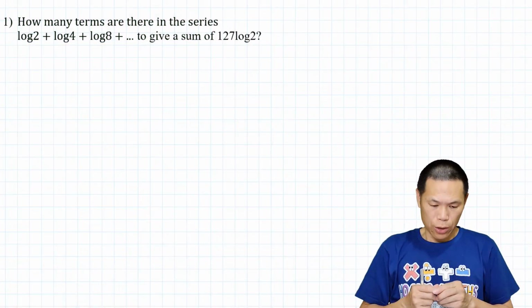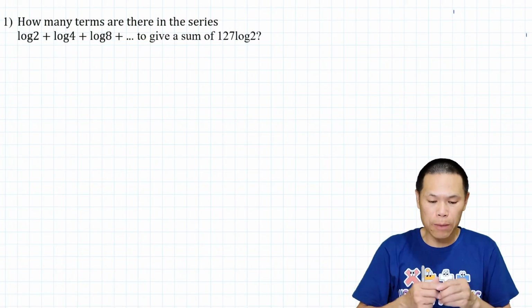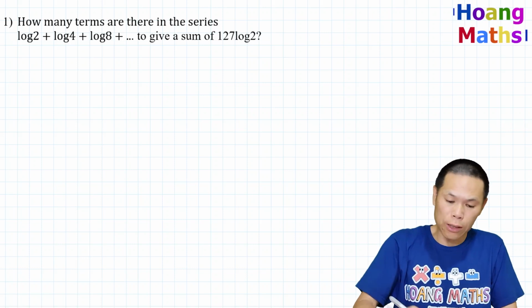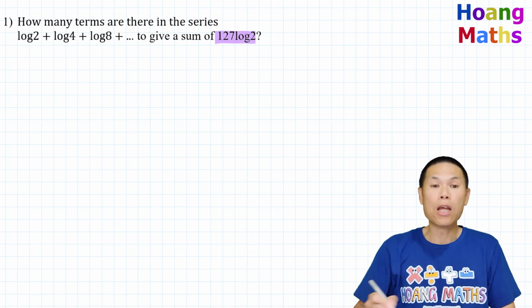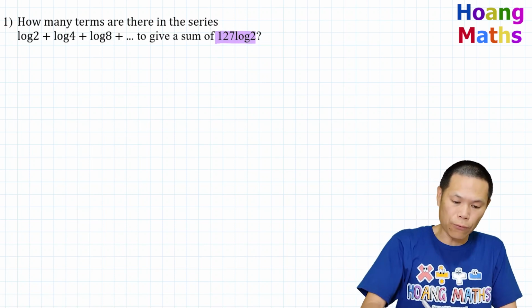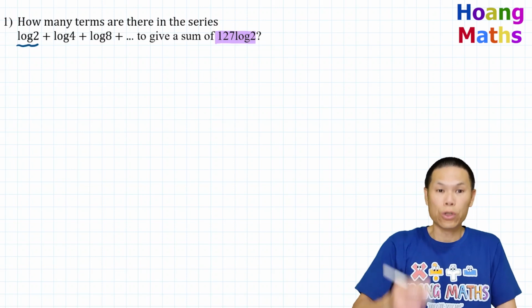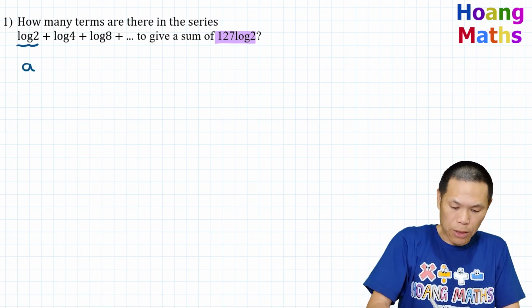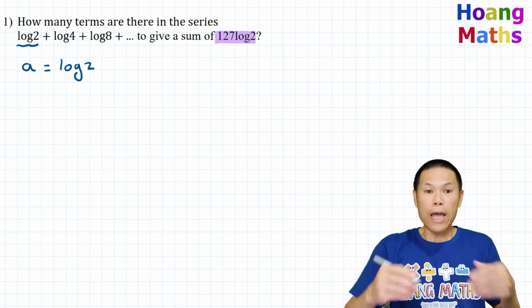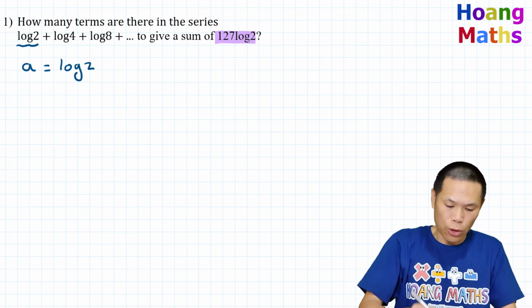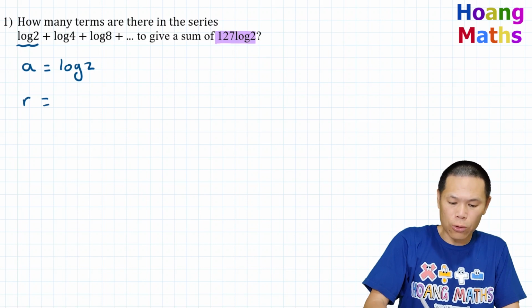First one. We need to find out how many terms there are in this series to give the sum of 127 log of 2. First of all, we know that the first term is log 2. So therefore, a is log of 2. And to work out the common ratio, r is equal to t2 over t1.